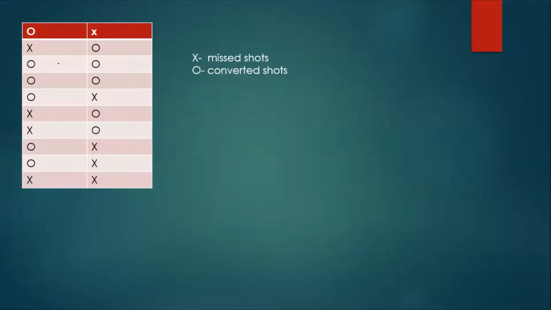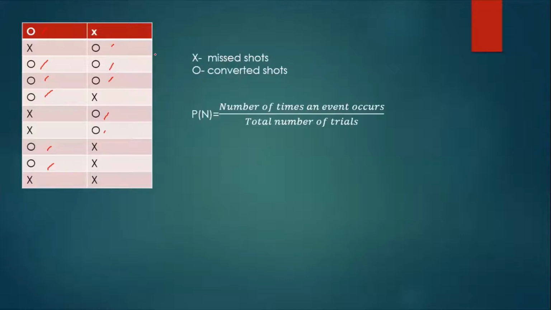Based on our table, let us count how many shots were converted. We have 1, 2, 3, 4, 5, 6, 7, 8, 9, 10, 11. So out of 20 shots, we got 11 converted shots. Based on our formula, the number of times the event occurs is 11, and the total number of trials is 20. So we have 11 over 20. That is our experimental probability.